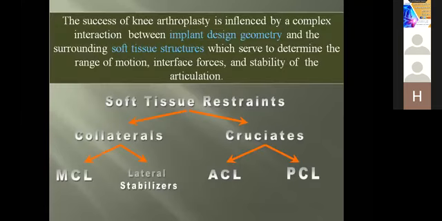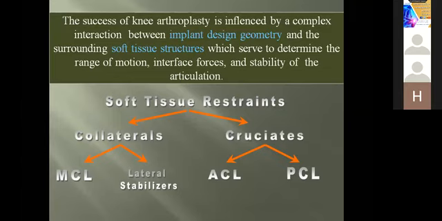I like this sentence very much, which is present in every book talking about total knee arthroplasty. The success of a knee arthroplasty is influenced by the complex interaction between the implant design geometry, which is our target today, and the surrounding soft tissue structure, which serves to determine the range of motion, interface force, and stability of articulation, which is the art of arthroplasty related to surgical technique and experience of the surgeon.